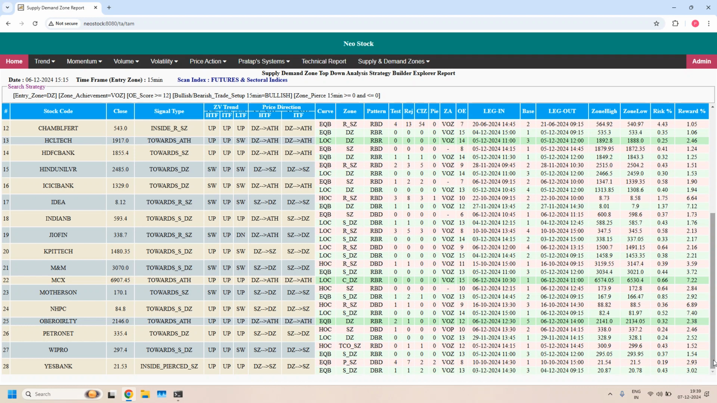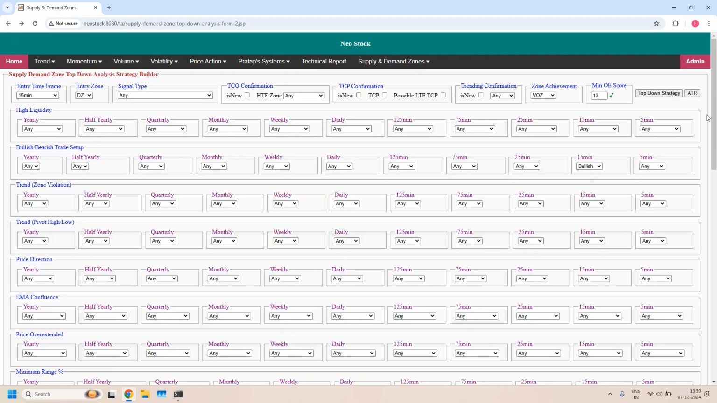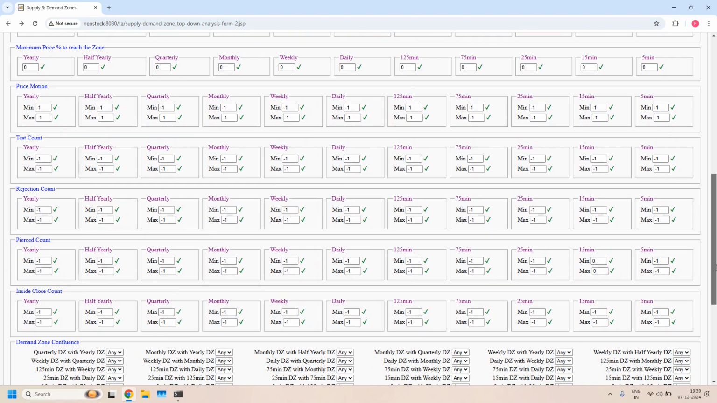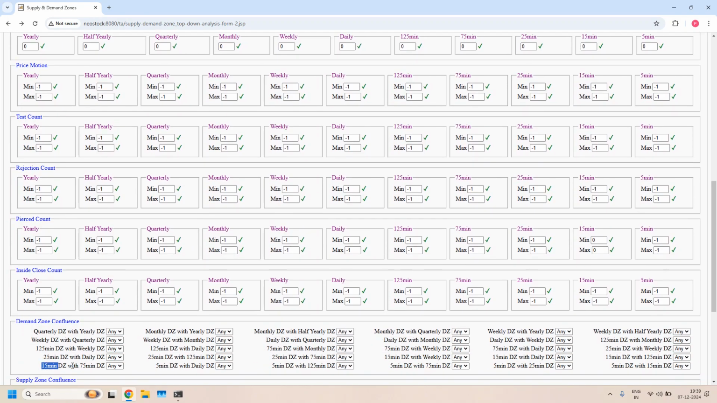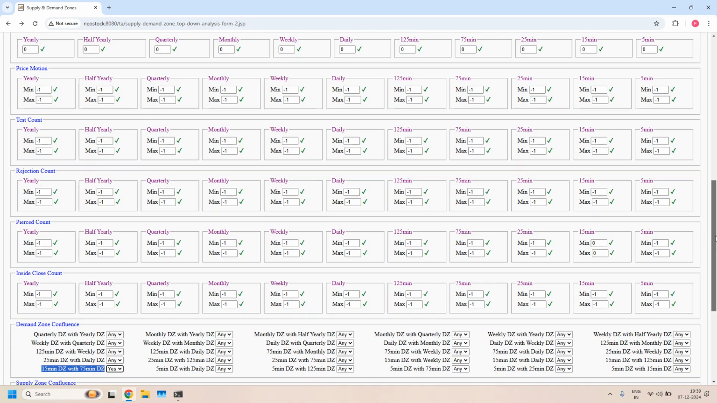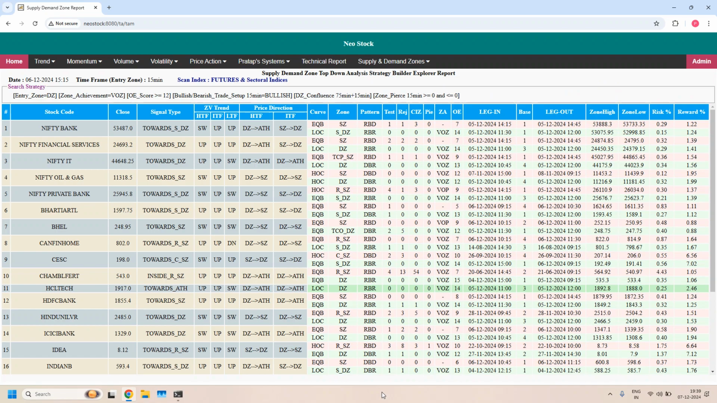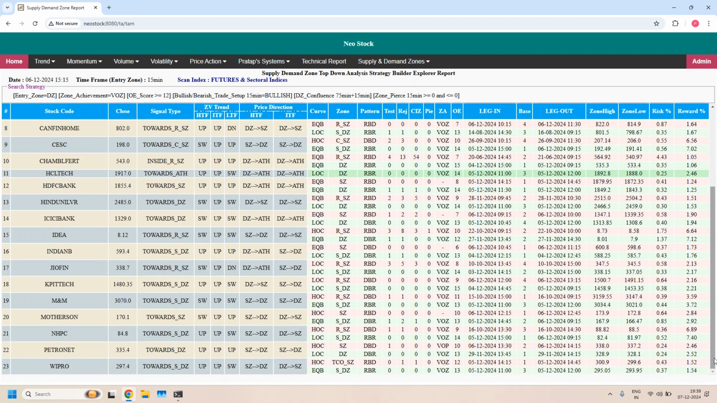That means 15 minutes demand zone should be part of this 75 minutes demand zone. So in the demand zone confluence, I am enabling the filter 15 minutes demand zone with 75 minutes demand zone confluence. With this filter, out of 28, we got again a big list. These are the first 16 stocks. I am scrolling the list down. So total 23 stocks are filtered out of 28.